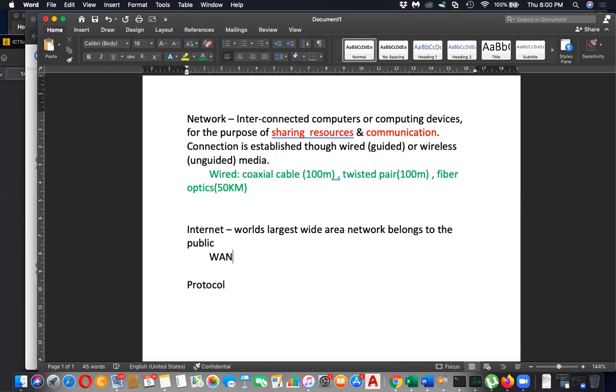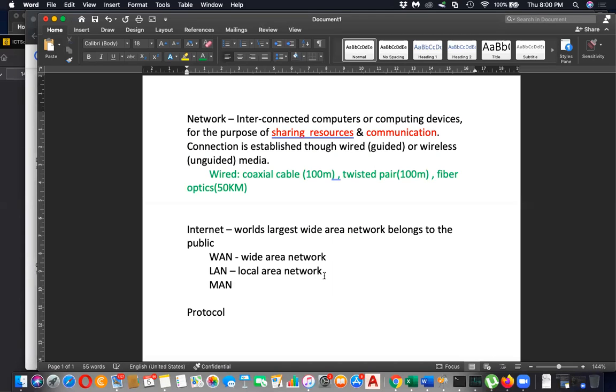What is WAN? WAN is wide area network, right? So what is LAN? LAN means local area network.